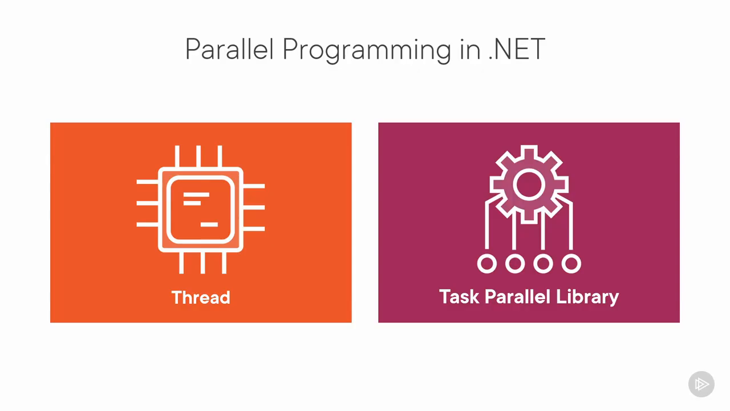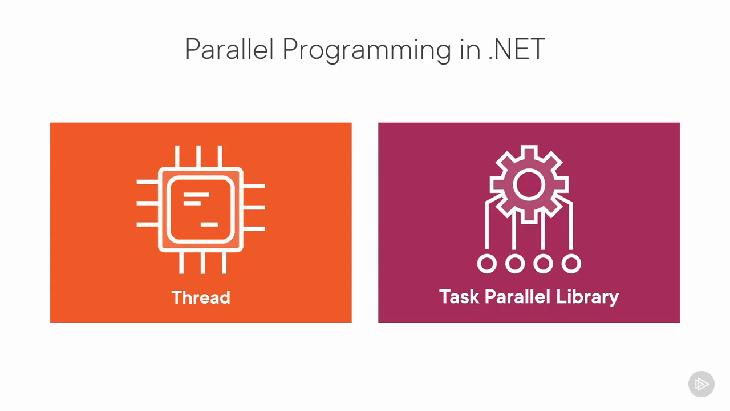Parallel programming in .NET can be achieved in a few different ways. There's the lower-level Thread class, which gives you complete control of an actual thread. With complete control also comes great responsibility. You'd have to write a lot of code on your own to effectively introduce parallelism using the Thread class.